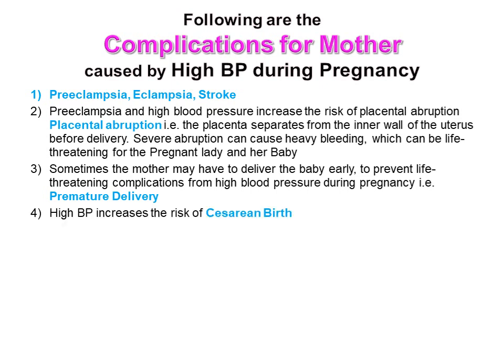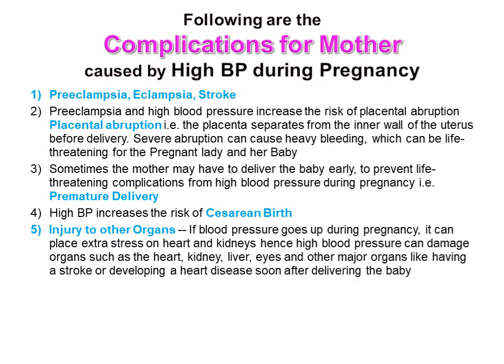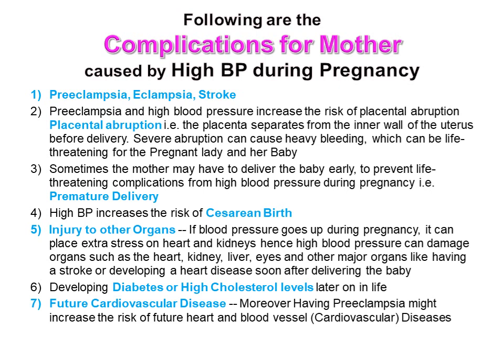High blood pressure increases the risk of cesarean birth. If blood pressure goes up during pregnancy, it can place extra stress on the heart and kidneys. Hence, high blood pressure can damage organs such as the heart, kidney, liver, eyes, and other major organs, like having a stroke or developing a heart disease soon after delivering the baby. Developing diabetes or high cholesterol levels later on in life. Moreover, having preeclampsia might increase the risk of future heart and blood vessel, that is cardiovascular diseases.